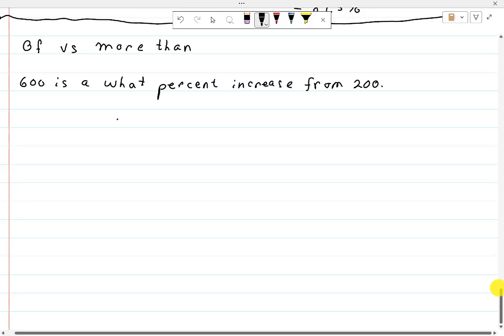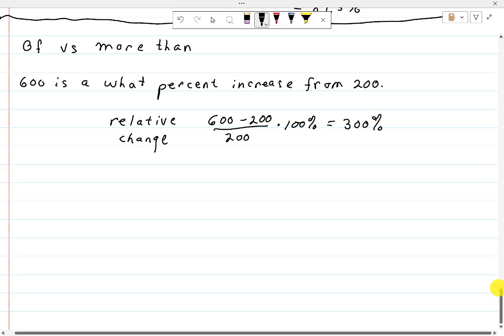So we're going to take our relative change, and we're going to have 600 minus 200 over 200 times 100% equals 300%. That's one way to do it. Another way to do that 300% is the following.